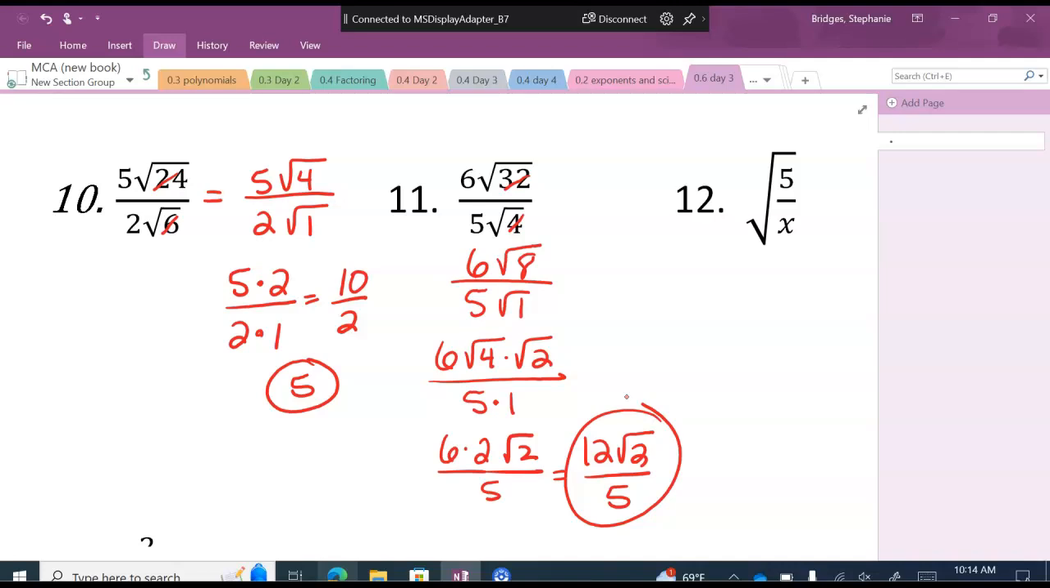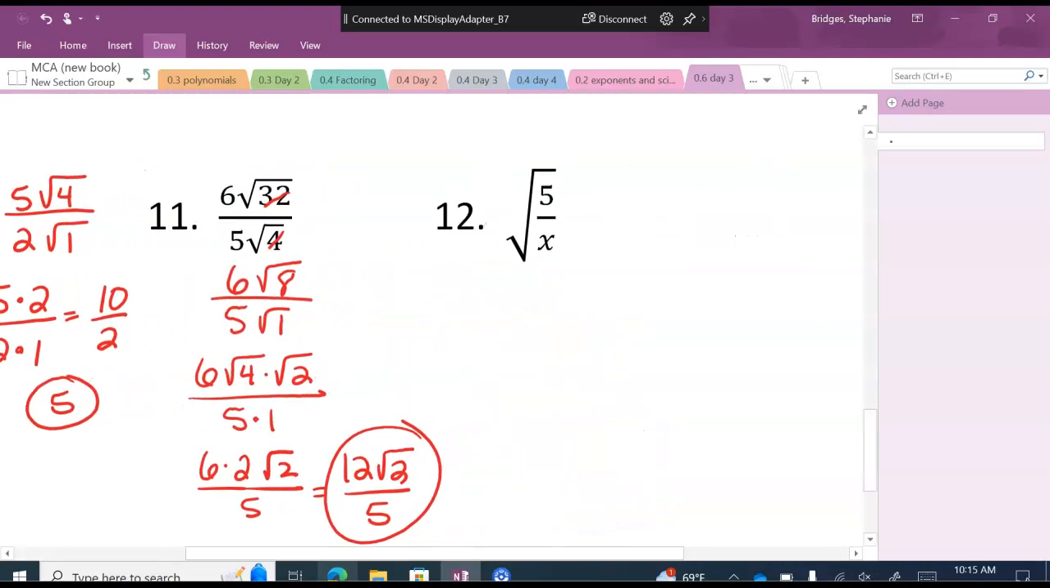And then you could also do it by just multiplying top and bottom by the square root of 4. There's a bunch of different ways you can approach some of these. You just have to think about it. All right, we need to hurry because we got a couple left. I'm going to talk to you about 12.